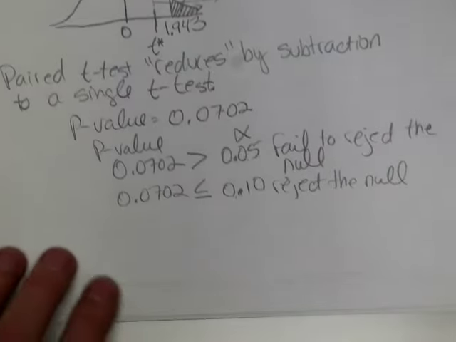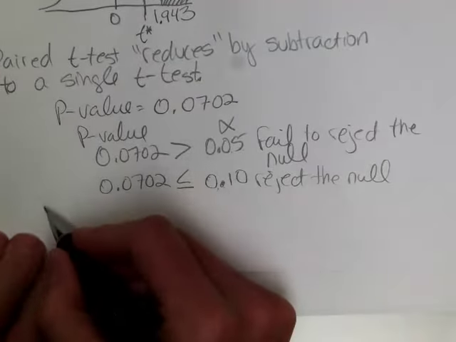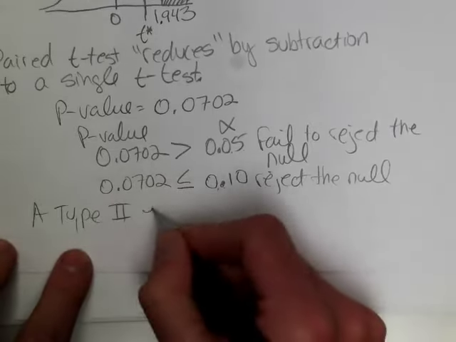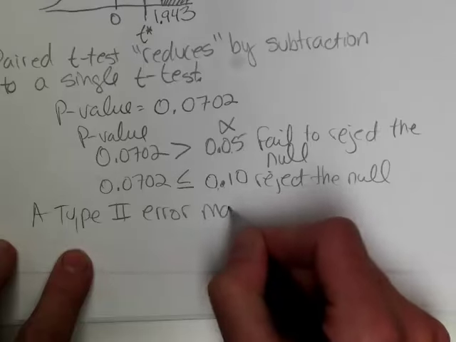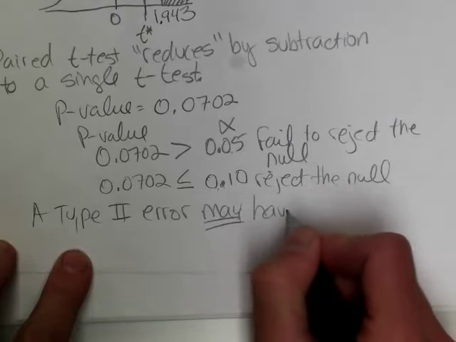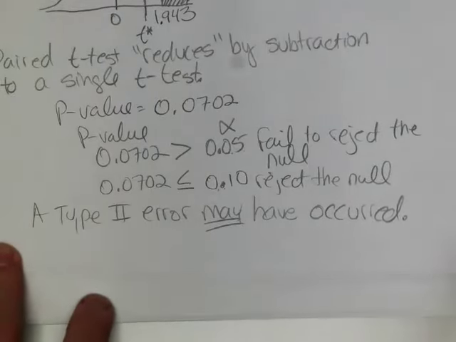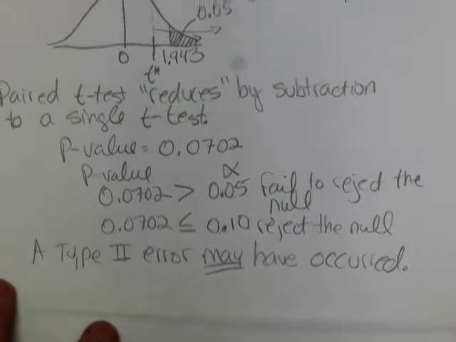So since we failed to reject the null, it's possible a type 2 error may have occurred. It doesn't mean that it did absolutely, it's just that it's a possibility since we're making our decision based on a sample.